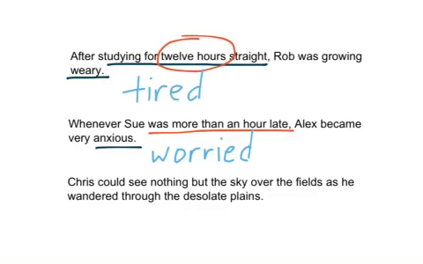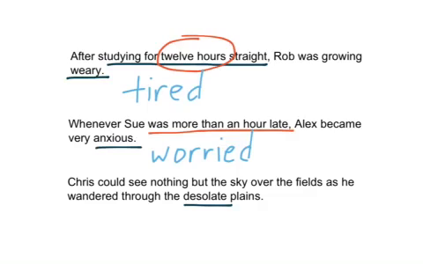In the next sentence, we have: Chris could see nothing but the sky over the fields as he wandered through the desolate plains. Well, I'm looking at the word desolate, and I'm thinking I don't really know what that means, so I'm going to underline desolate. So what can I see from the rest of the sentence around that might indicate to me what desolate might mean? Well, let me think.